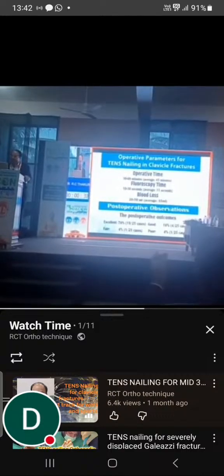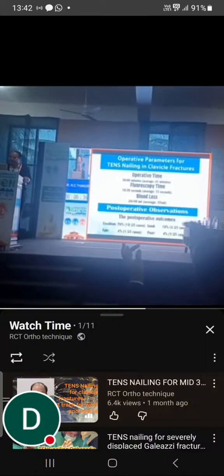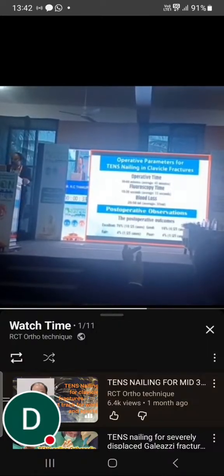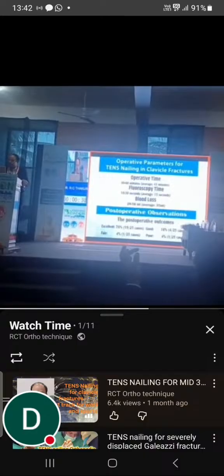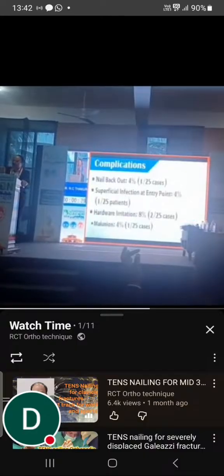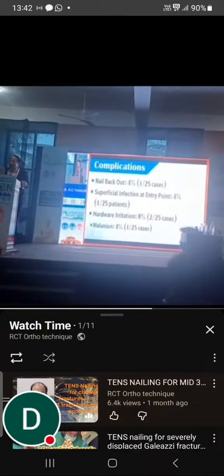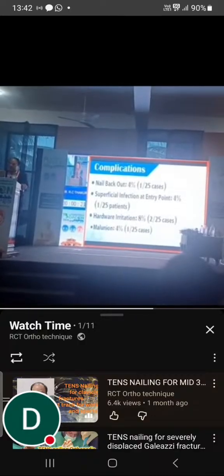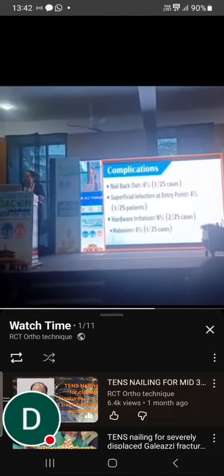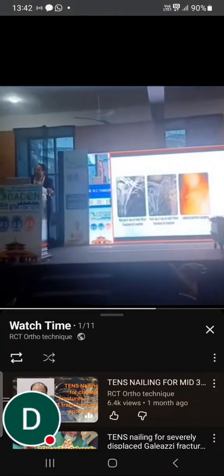So there was an excellent result in 76% of cases, whereas 16% of cases had good results, and fair and poor results were 4% each in our study group. The complications were nail back-out, superficial infection, and malunion, each 4%, whereas hardware irritation was 8% in our study group. And these are a few cases.